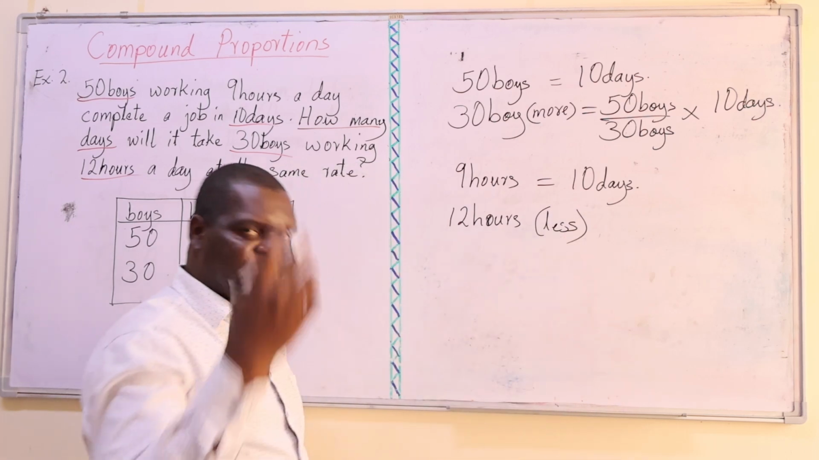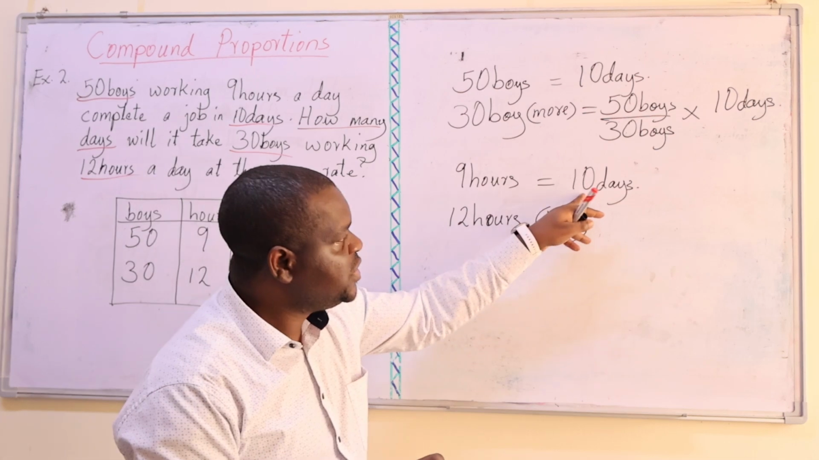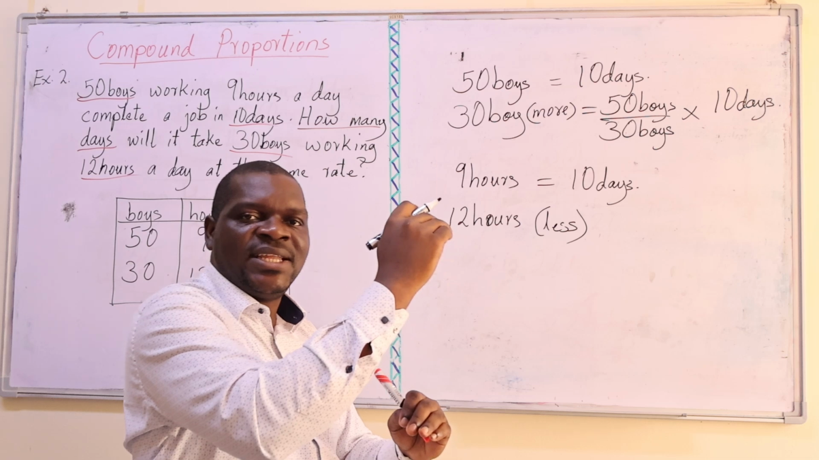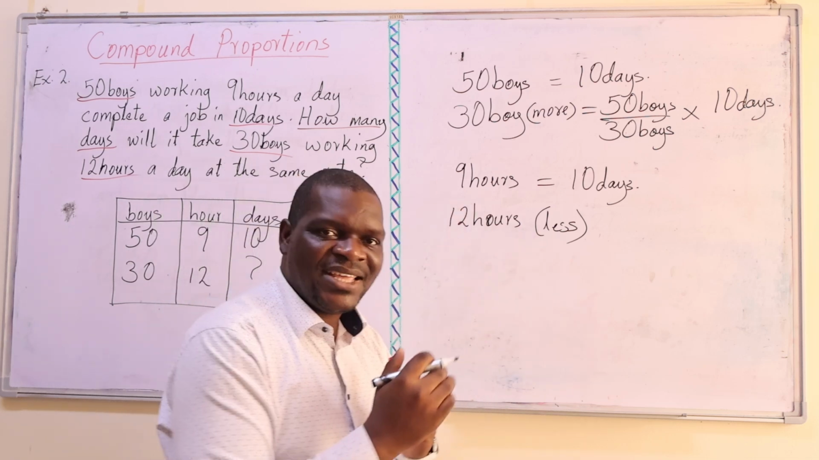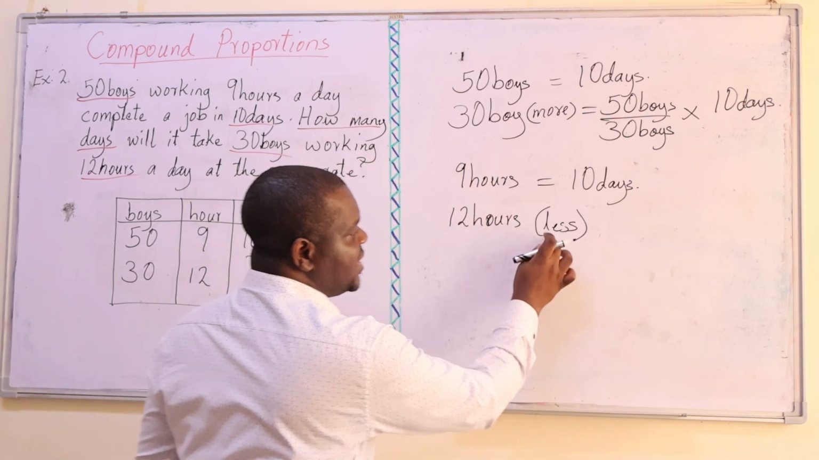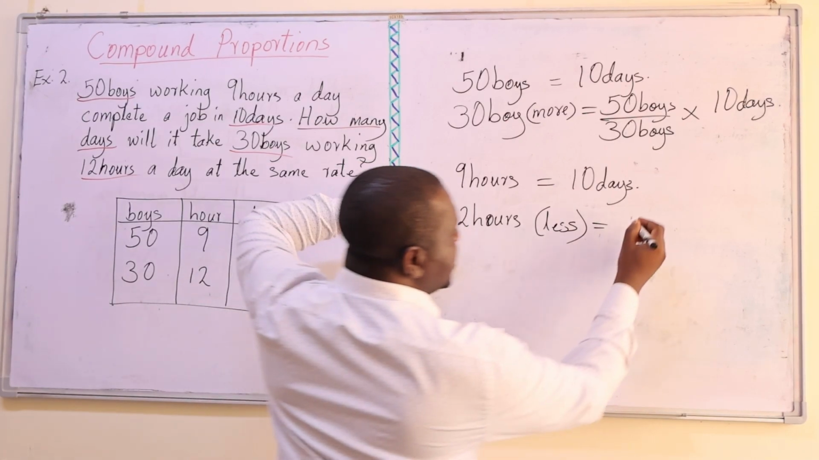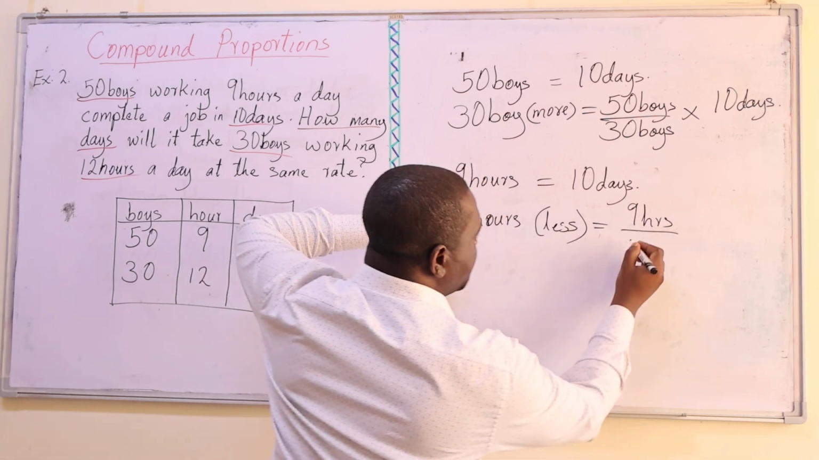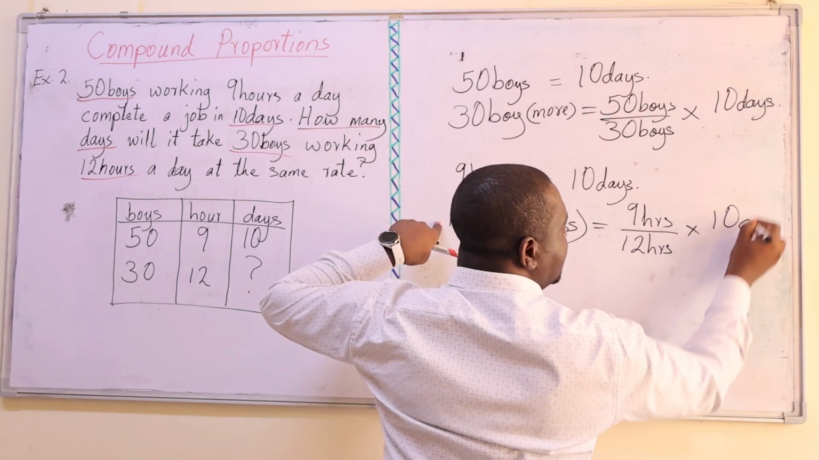If you don't understand, I'll explain again. If you have 9 hours each day and you finish your work, you complete work in 10 days. Now if you are giving more hours a day instead of 9, if you are giving 12 hours a day, you are going to take less days because you will work for more hours in one day. That's why here is less. And if it's less, you come to your left hand side, you take the smaller number, which is 9 hours, and divide by the bigger number, which is 12 hours. And here you multiply by 10 days.